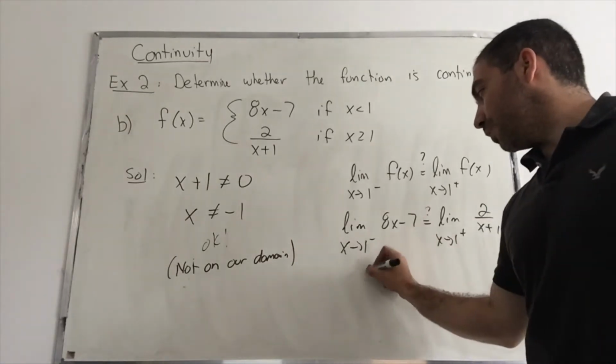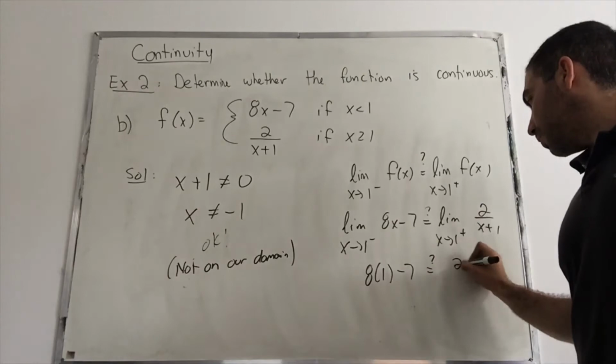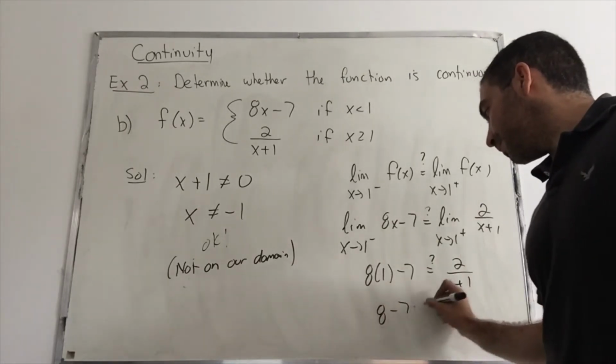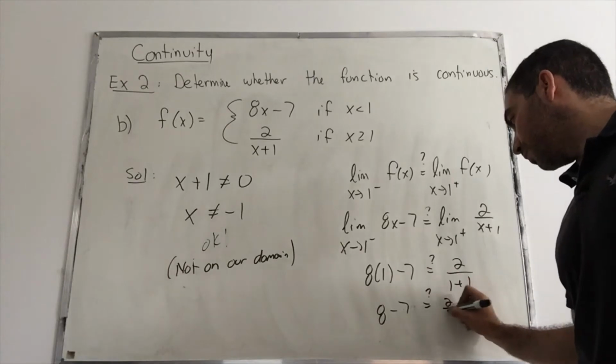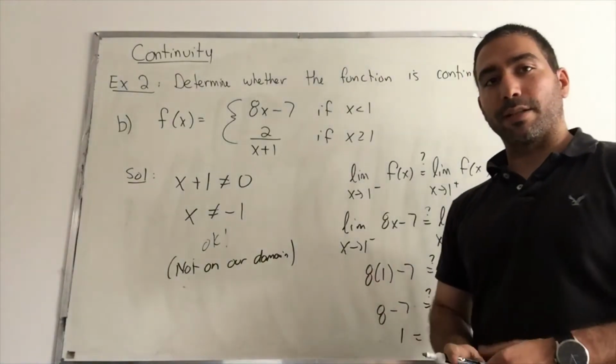Substituting the x's with 1, we get 8 times 1 minus 7. Is that equal to 2 over 1 plus 1? 8 minus 7, is that equal to 2 over 2? 1 equals 1. So the function is in fact continuous.